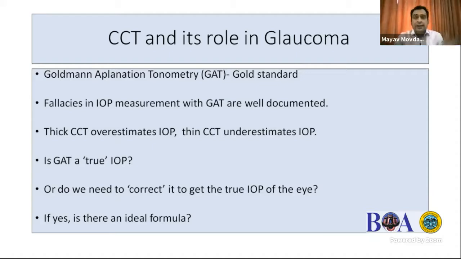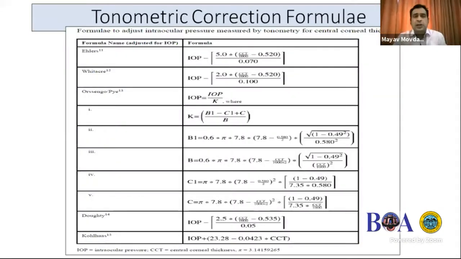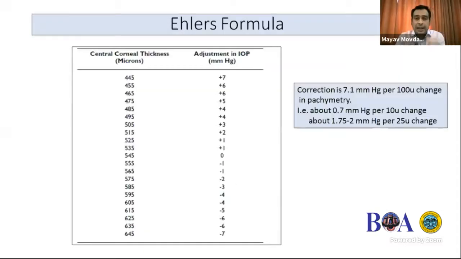So if we look at the various tonometric correction formulae over the ages, you have the Ehlers, Whitacre, the mathematical model of Orssengo-Pye, and the Doughty. Let's look at the Ehlers, which was the first one to give us a nomogram for an adjusted IOP and CCT value. For every 10 micron change, it suggested 0.7 millimeter mercury change. So if it's thicker, you subtract. If it's thinner, you add. And for a 25 micron change in the CCT, it suggested 1.75 to 2 millimeter mercury.